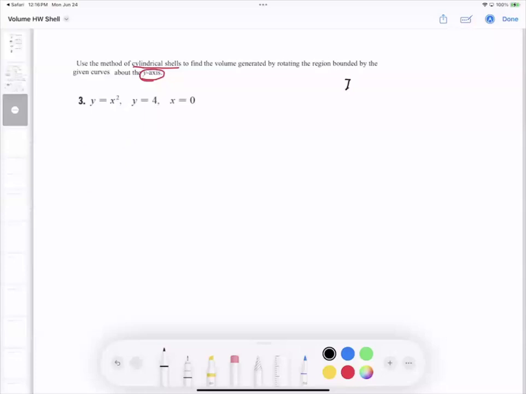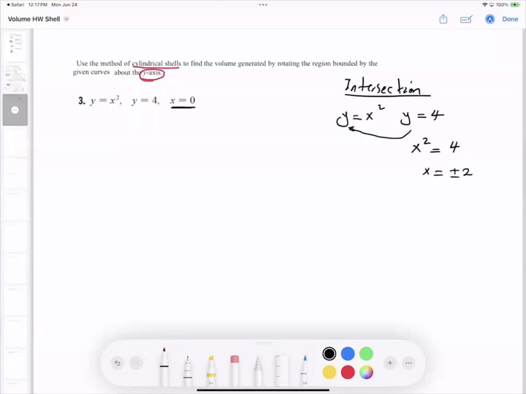So to find the intersection, you have y equals x squared, y equals 4. So just plug that in here. x squared is equal to 4. So x is plus or minus 2. But note that x is equal to 0, so we should be careful a little bit.